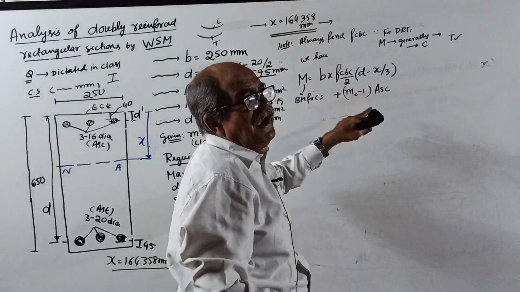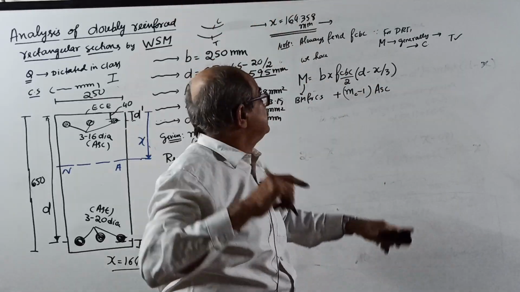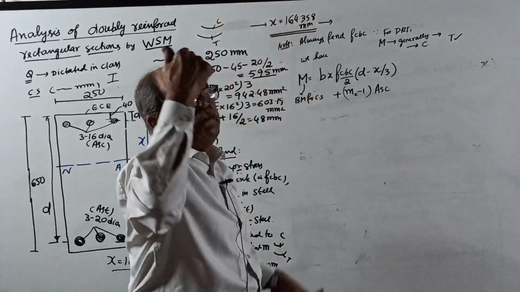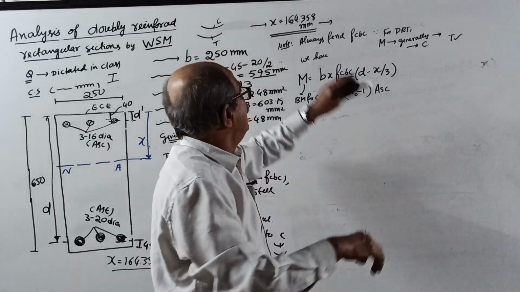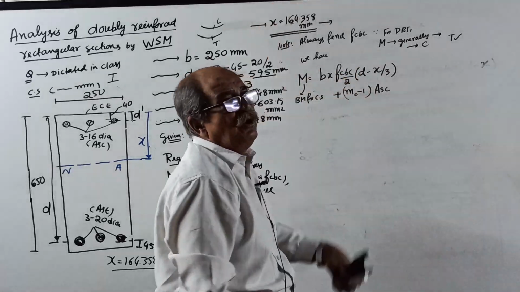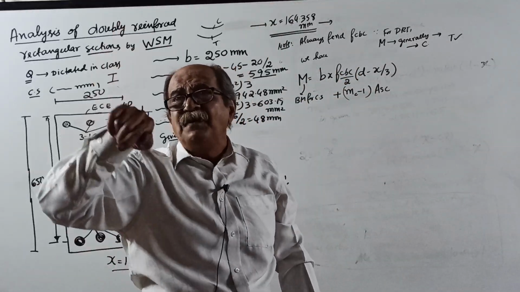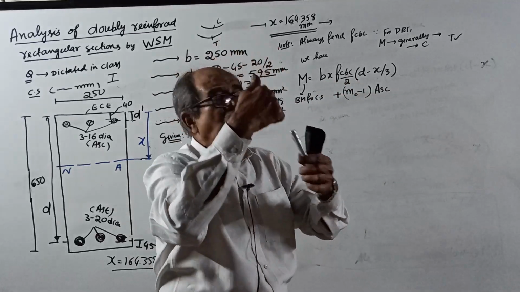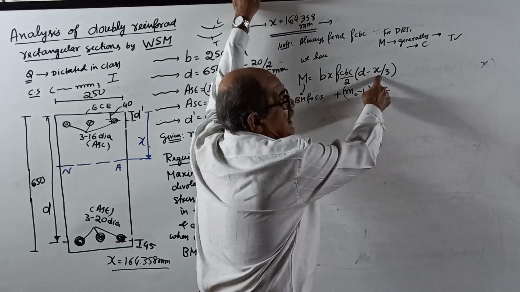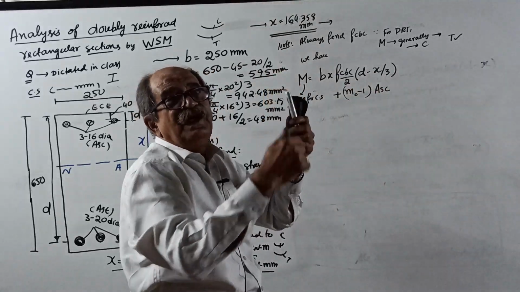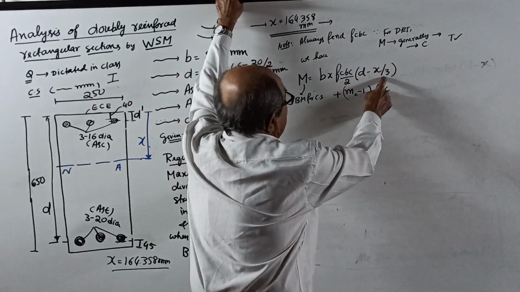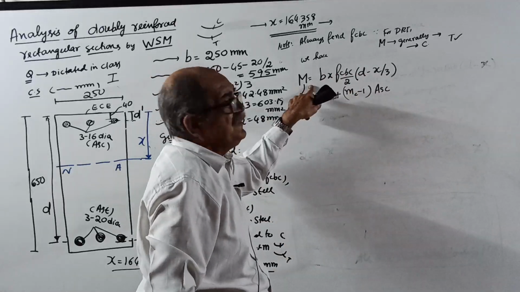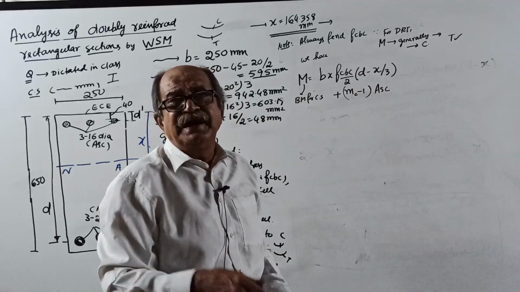As I write every term, I am imagining it, as I just finish. When I wrote B into x, to my mind, the compression area comes. When I put fcbc by 2, to my mind, the average stress comes. Multiply the area with the stress, I get the compression force. When I put x by 3, I can see where the line of action is. When I subtract x by 3 from d, I can see the lever arm. So force into lever arm is M. That's why, not by hearted.